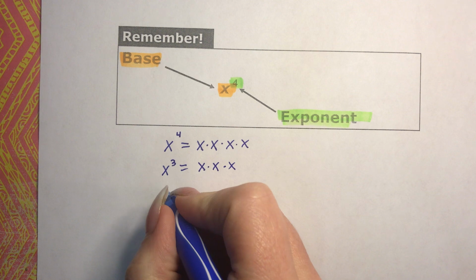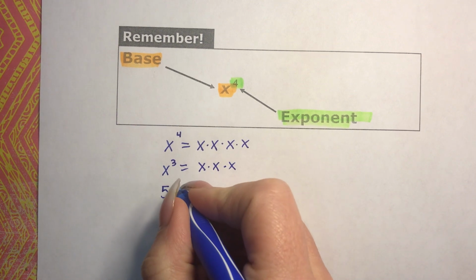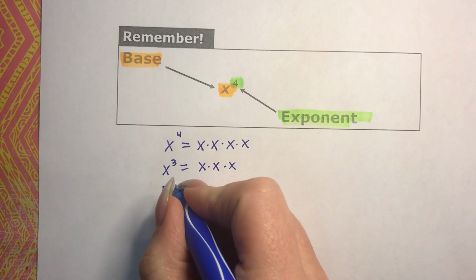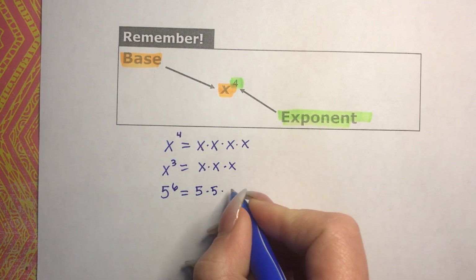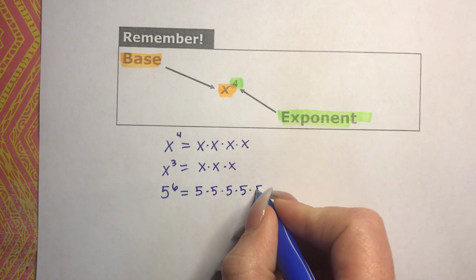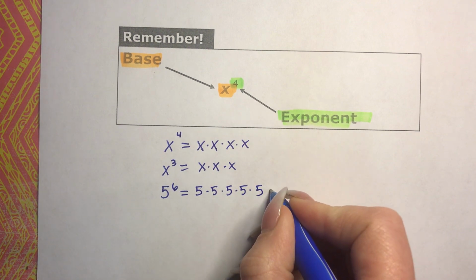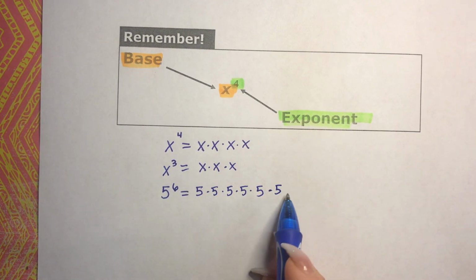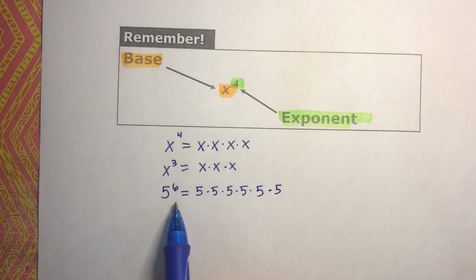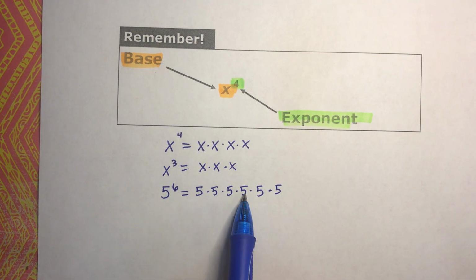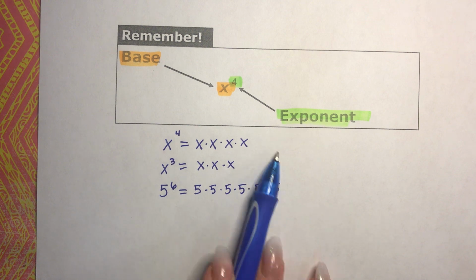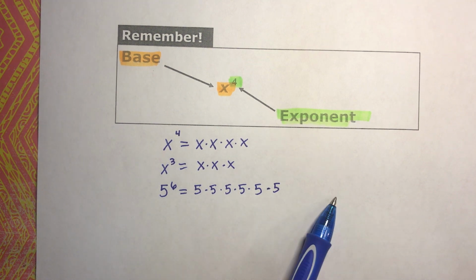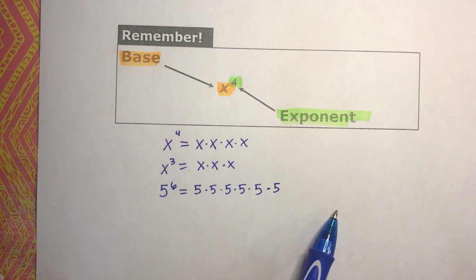If we had 5 to the 6th power, that's the same thing as 5 times 5 times 5 times 5 times 5 times 5. That's 5 multiplied by itself 6 times. So 1, 2, 3, 4, 5, 6. Okay? Right, so those are exponents. That's what exponents mean, and then you could actually figure out what the number is. It's just a really big number.